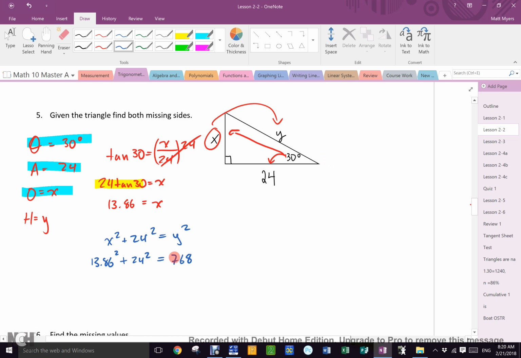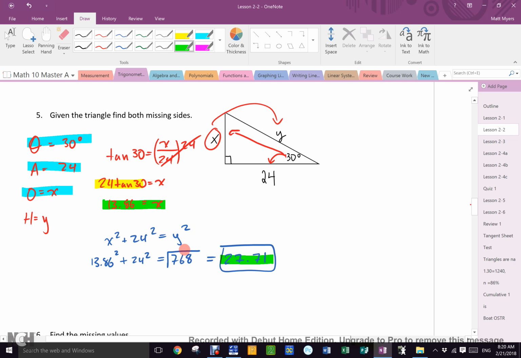You remember, oh, right, I've got to square root 768. And I get 27.712. And that's where I would like to see the rounding happen. And now I know my two answers. There's one, there's the other. And all I did was one operation on my calculator. And then for y, I did one operation on my calculator.